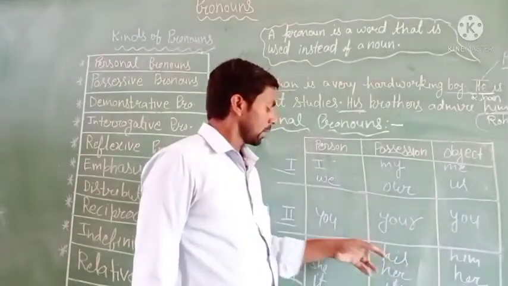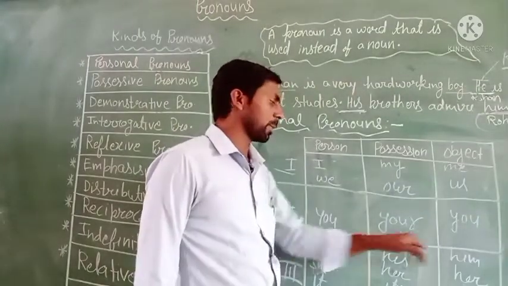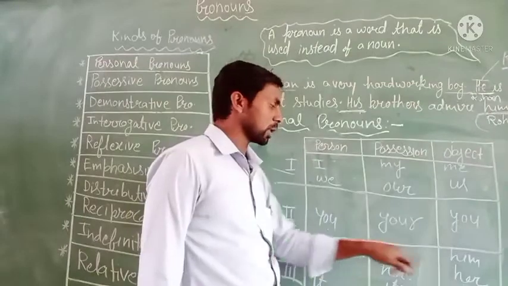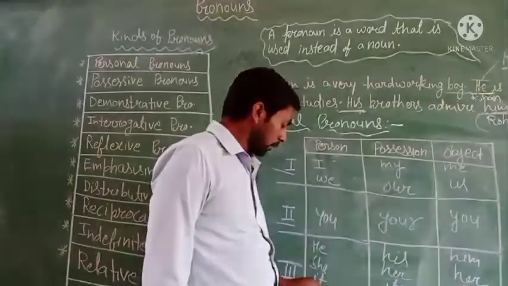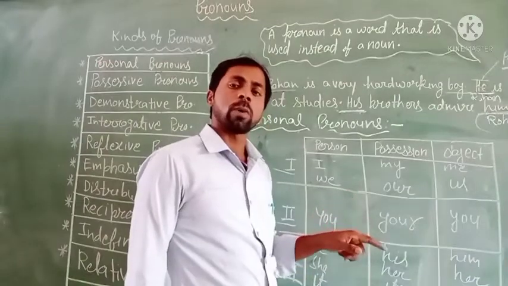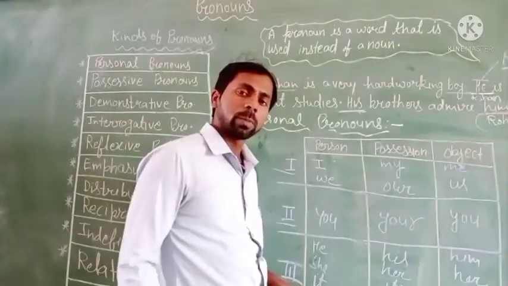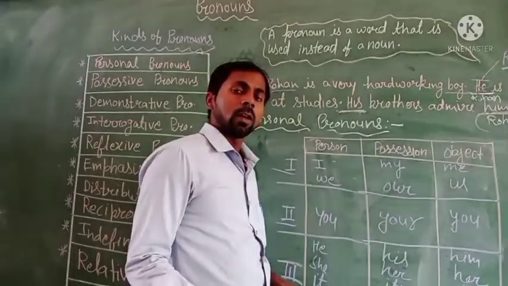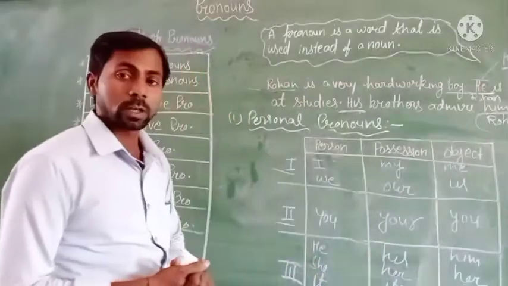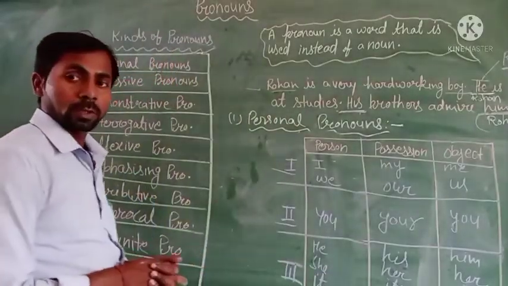Clear? And "he" is the subjective part, and its objective part will be "him". If "she" is the subjective part, then its objective part will be "her". If "it" is the subjective part, then its objective part will also be "it". And if the subjective part of the third person is "they", then its objective will be "them". Clear? So this is the personal pronoun, and I hope you all understand about the personal pronoun. Clear?